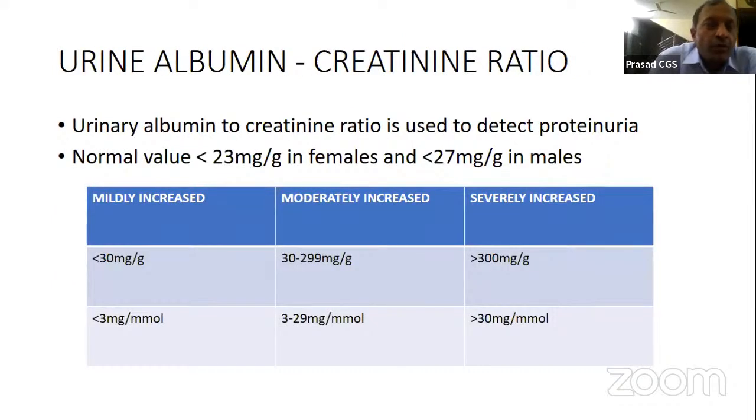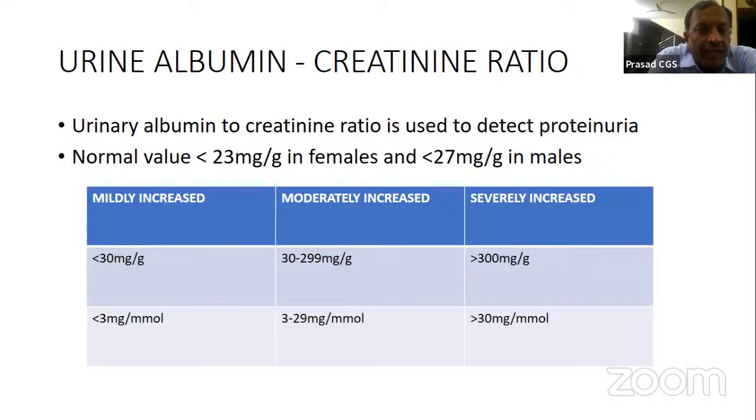Since estimation of proteins in the urine over 24 hours is difficult and a cumbersome procedure, they use what is called the urine albumin to creatinine ratio. Urine albumin to creatinine ratio is used to detect proteinuria. The normal value is less than 23 milligram per gram in females, and 17 milligram per gram in males. If it is around 30 milligram per gram, it is called mildly increased. We can also express this as 3 milligram per millimole.